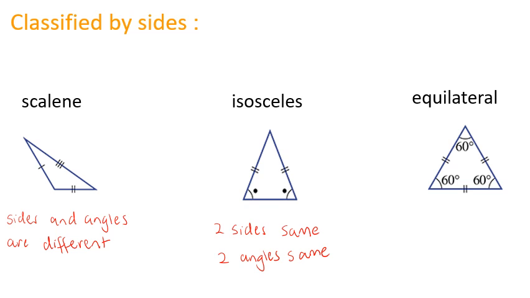An equilateral triangle means that all sides are the same and all angles are the same. So an equilateral triangle, if the sides are all equal, it means the angles, because they've got to add up to 180, are always going to be 60, 60 and 60 in an equilateral triangle.